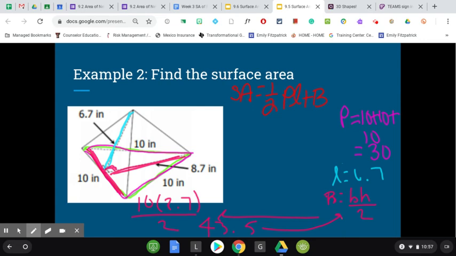So we have all the measurements. I have the perimeter, and again, I found that by adding all the sides. The slant height was given to me.